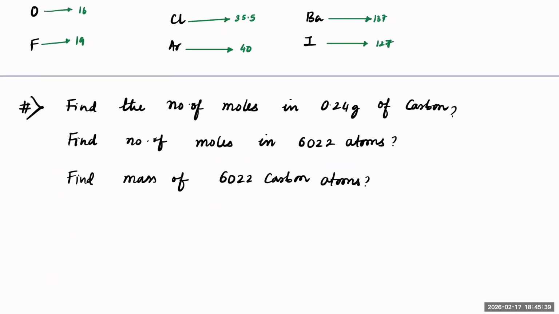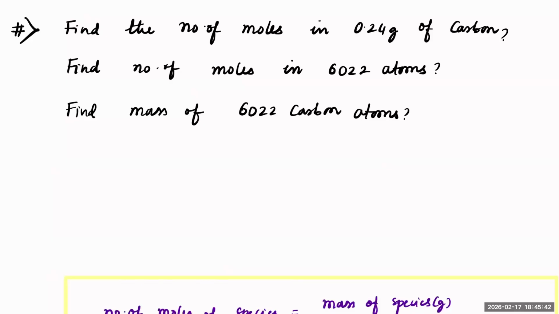Now notice: find the number of moles in 0.24 grams of carbon. Similarly, find the number of moles of 6022 atoms. Find the mass of 6022 carbon atoms. Okay. And we are all talking about carbon atoms only. It hasn't been explicitly mentioned here, so you can still check in the question whether we are talking about carbon atoms or not. Okay.